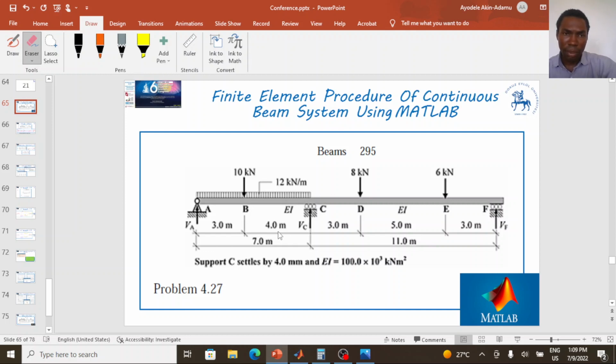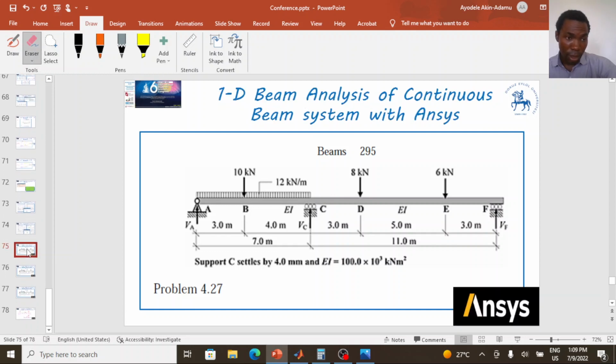using the MATLAB program. I also intend to solve this particular problem on the ANSYS software. So in my subsequent video, I'm going to solve this particular problem on the ANSYS program, and in those videos, I'm going to analyze this beam system by using three methods. I'm going to analyze this problem using the one-dimensional method in the ANSYS program, using the one-dimensional beam finite element. I'm going to use that method.